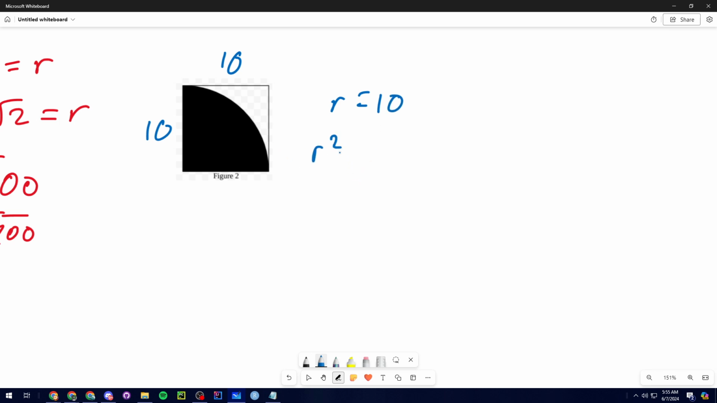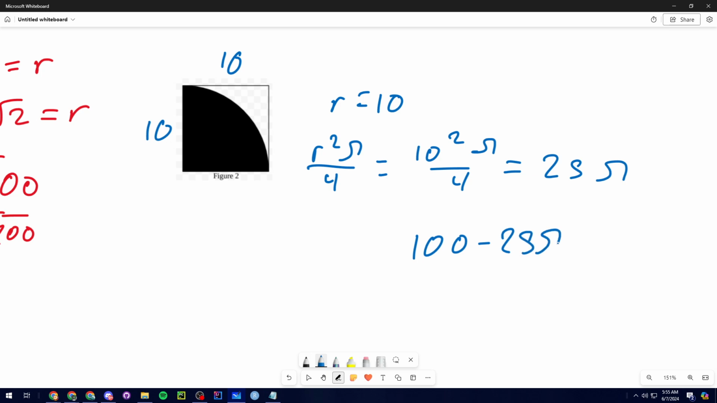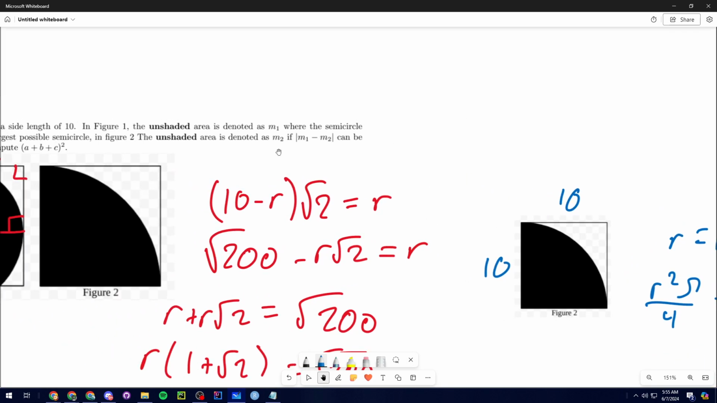The area is just r squared pi over 4. That's the area of this quarter circle. So you just have 10 squared pi over 4, which equates to 25 pi. 100 over 4 is just 25. Now, that's just 100 minus 25 pi is equal to m2. Now I have m2, I have m1. Now time to do the math.